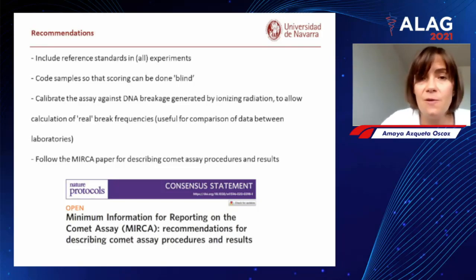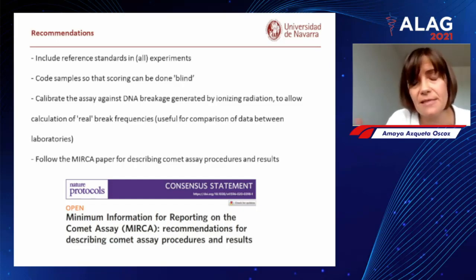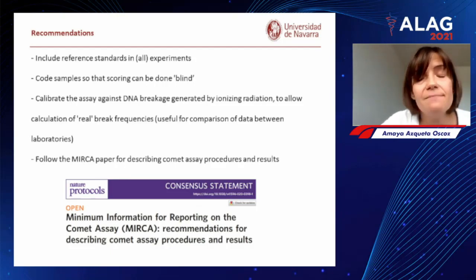Include reference standards in all the experiments. Reference standards are cells with a known level of damage. And it's easy to prepare a reference standard. You just have to treat cells with methyl methanesulfonate, for instance, or hydrogen peroxide, and then you freeze the cells. And then each time you are going to perform an assay, just take one and include it with all your samples. And then you can check if one experiment went wrong. Code the samples so that scoring can be done blind. It's just to avoid bias.